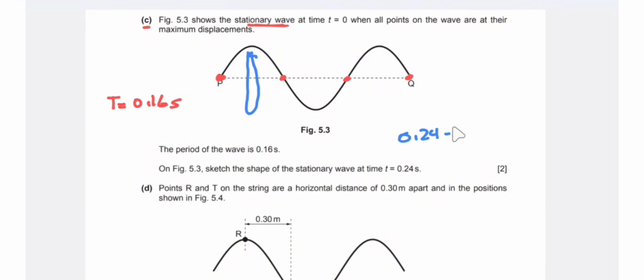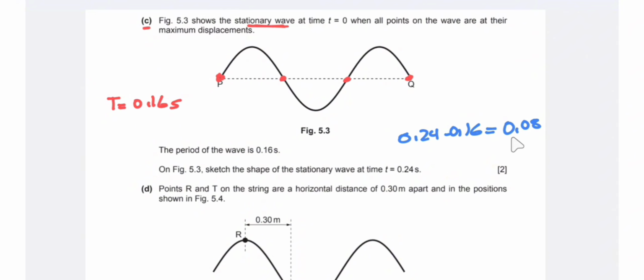Now 0.24 minus 0.16 gives a time of 0.08 second. So what is the movement for 0.08 second? First of all, for 0.16 second, it moves down and again moves up to complete one wave.